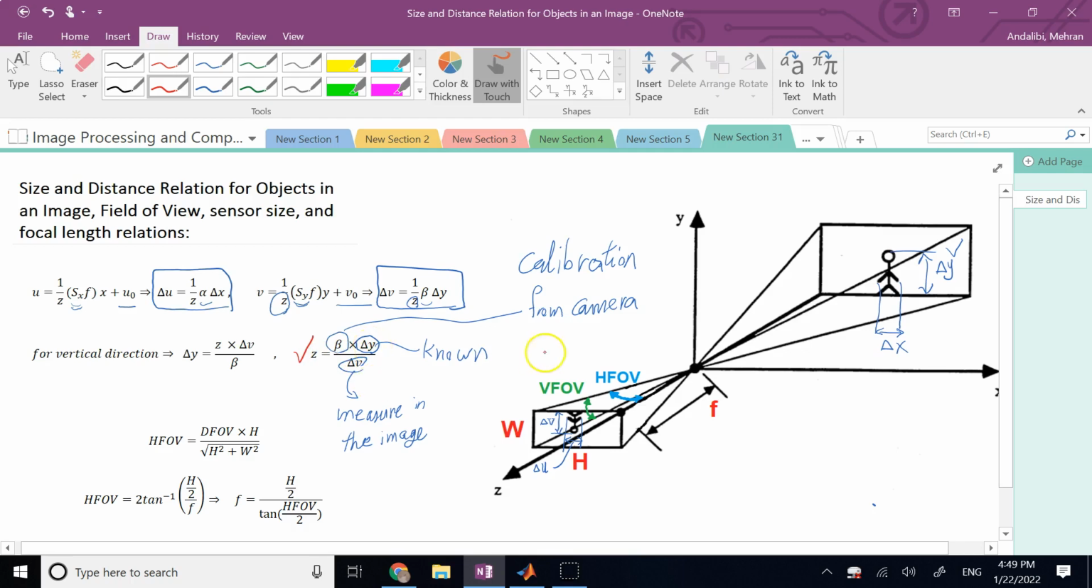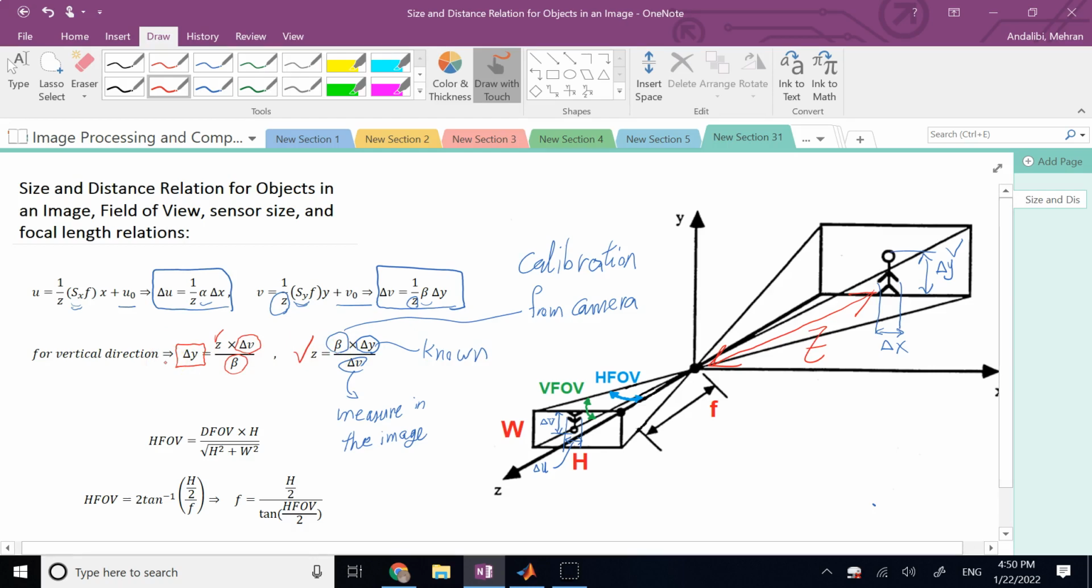The other way around, if I know the range, if I know this distance from here to here, this distance z, and I measure this delta v from the image again, and I know beta from camera calibration, can I estimate the actual size of the object in the real world? Again, the answer is what? Yes. So you see, I can retrieve the actual size of the object or depth if I know the other piece of information.